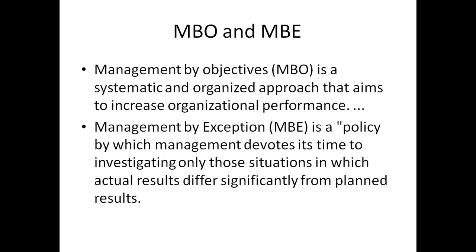So we have discussed that in management by objectives we have to set objectives as far as the work is concerned. Individual objectives must be set, organizational objectives must be set. But management by exception is a policy by which the management devotes its time to investigating only those situations in which the actual results differ significantly from the planned results. Where you have planned an activity and have not got the expected results, and your result differs from the planned result, only in that case does the management investigate why this person has got results differing from the planned results. That is known as management by exception.